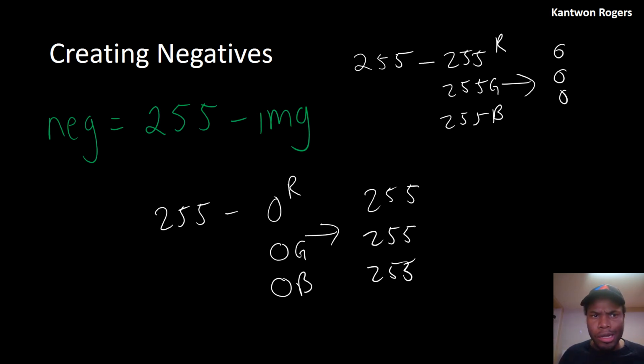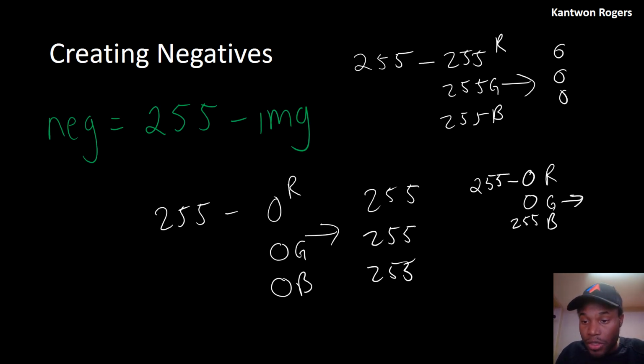And so let's think about what if I had a pure blue pixel, right? If I had a pure blue pixel and I did this, that would be 255 minus RGB, where my red is 0, my green is 0, and my blue is 255, right? So if I do the negative of a pure blue pixel, I get back 255, 255, 0, right? So in this case, this is a yellow pixel. So the negative of blue is yellow. And so this simple formula here will create the negative of your image.